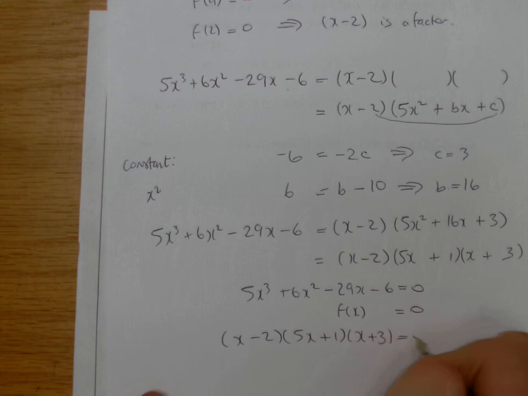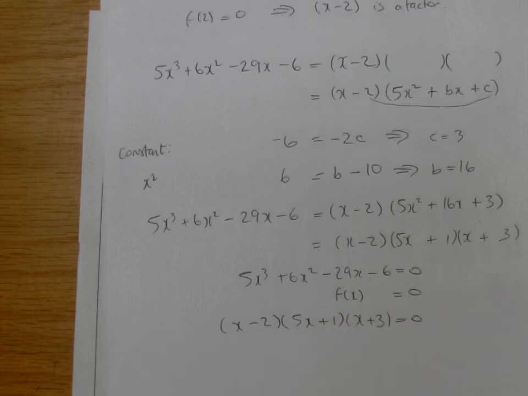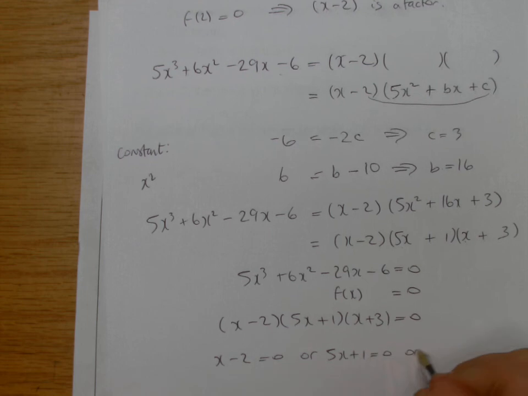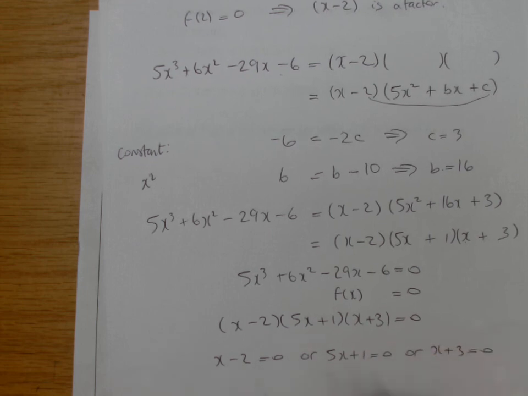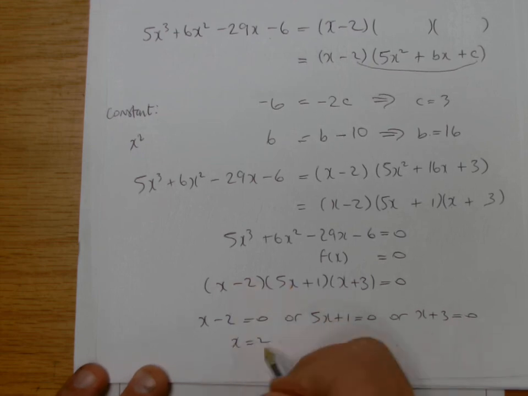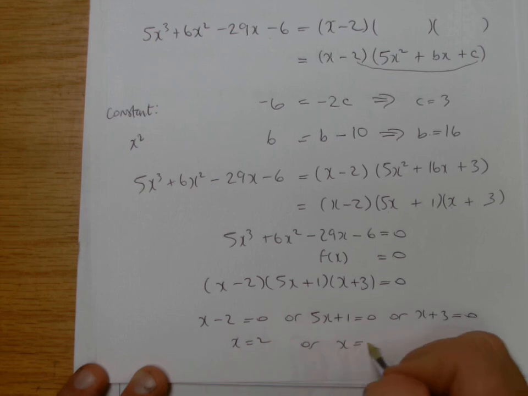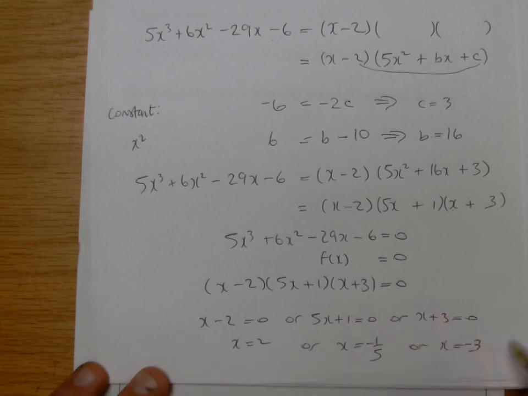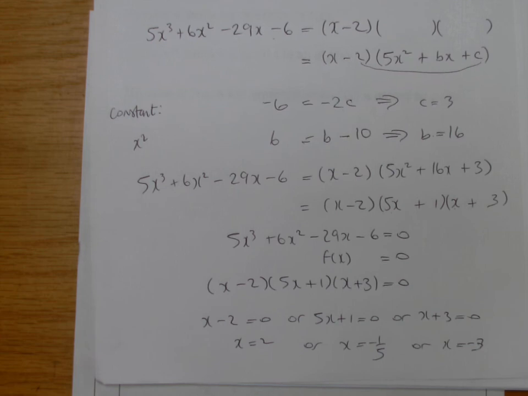Now when you've got brackets multiplied together equal to 0, what we can say is that one of them is 0. So either x minus 2 is 0, or 5x plus 1 is 0, or x plus 3 is 0. And you have three different results. That means x is 2, or x is minus 1/5, if you take the 1 over it becomes minus 1 divided by 5, or x is minus 3. So those are the three answers, and we've solved the equation.